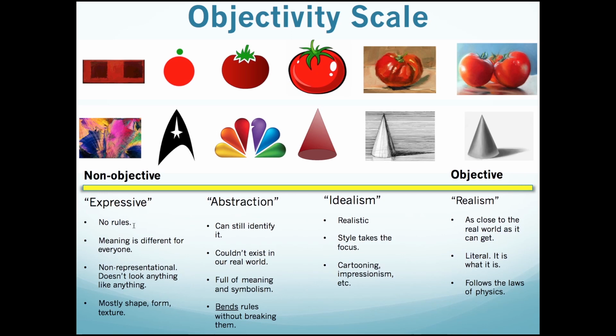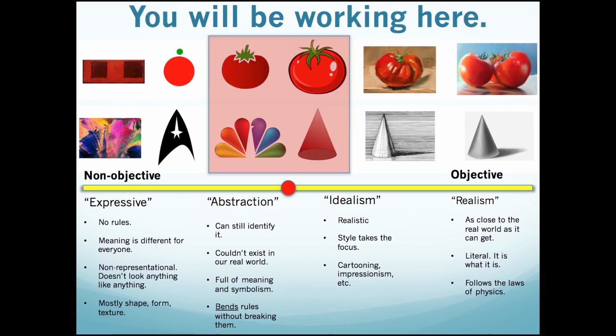Expressive means that there are no rules. The meaning is different for everybody. Non-representational means it doesn't really look like anything that we could point to. I mean, for this one, which could mean tomato, the only representation it might have might be the squares, and that's it. It's mostly shape, form, and texture. So this is the realm that has no rules. This is the realm where we're starting to get into symbol. And in terms of your project, we're going to be in this area here.